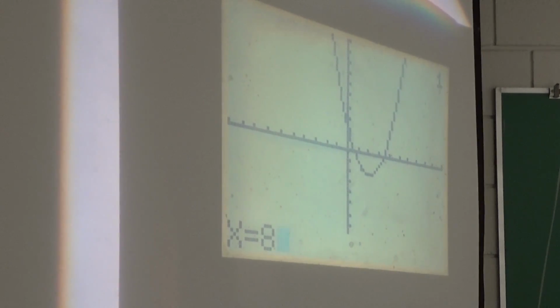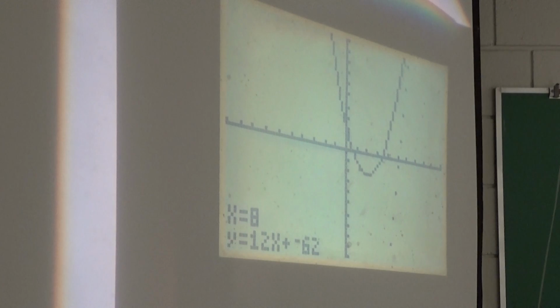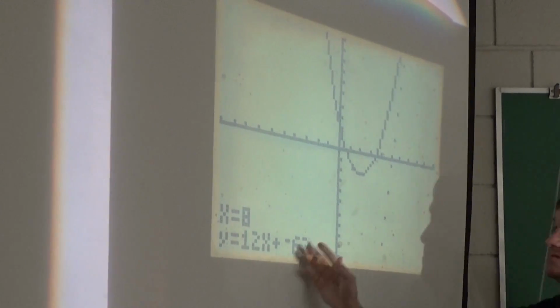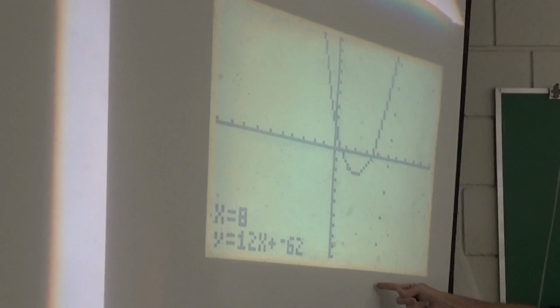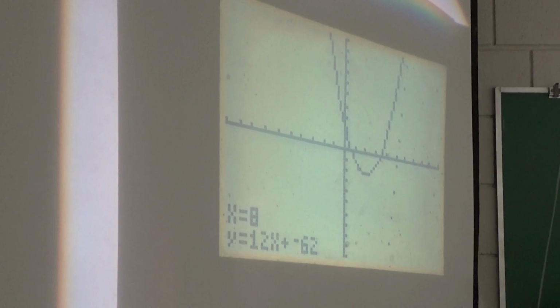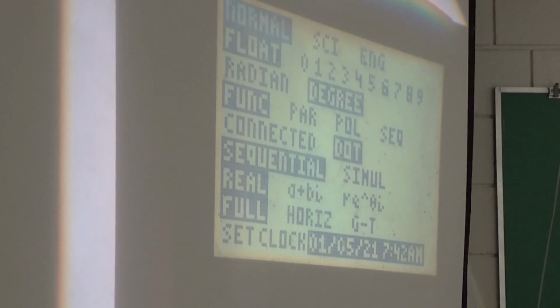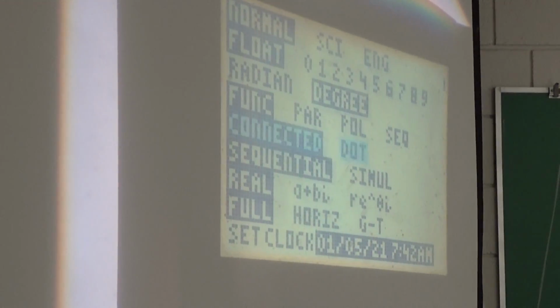What about x equal to 11? It's off the screen. There it is. 12x minus 62. And I want to see the line. It's kind of dotted. Oh, it's because I've still got the dot mode on. Remember that? Let me get back to connected.